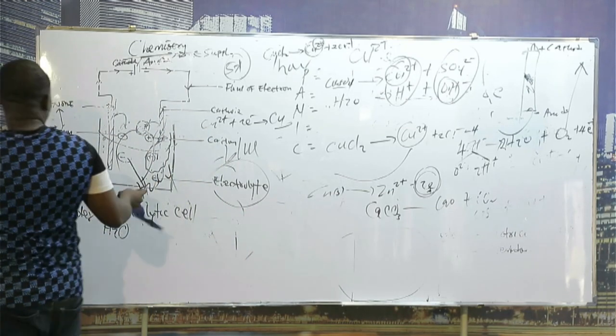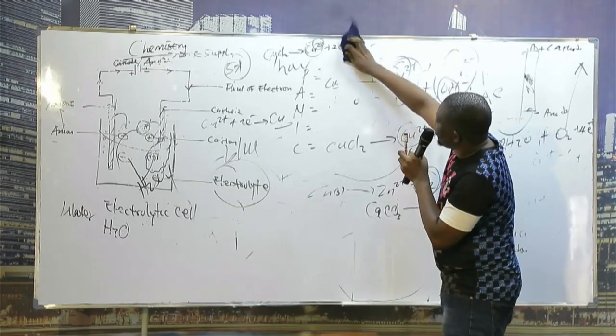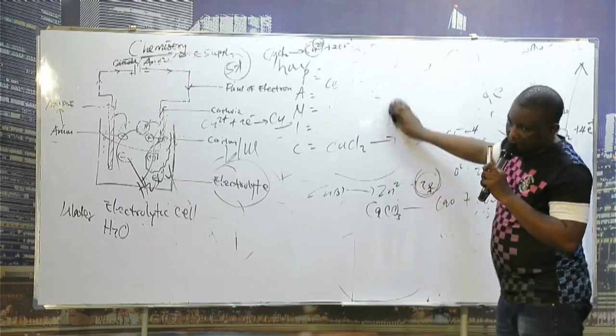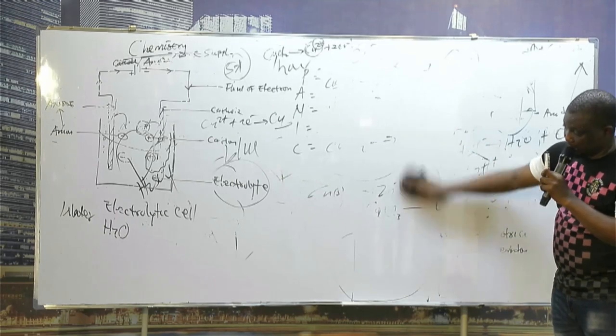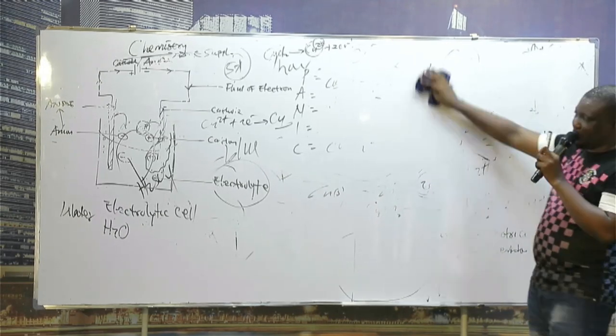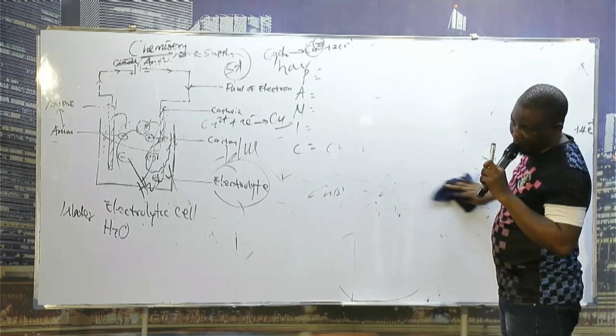Okay. Now listen. Let me explain what is ionization. That is the first mechanism of qualitative. I don't know why that problem. That's my problem.